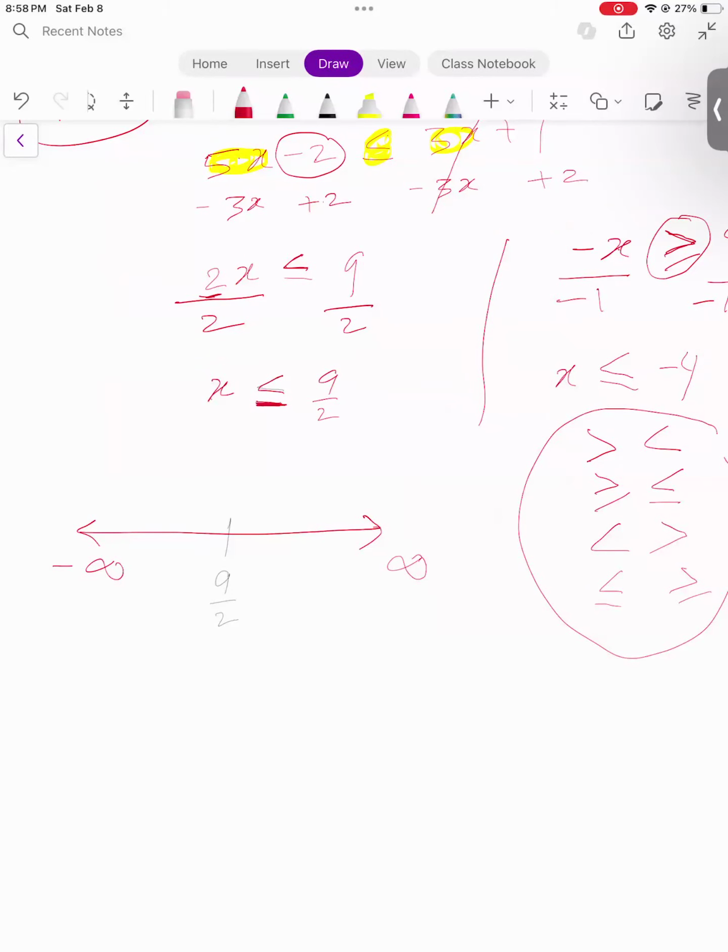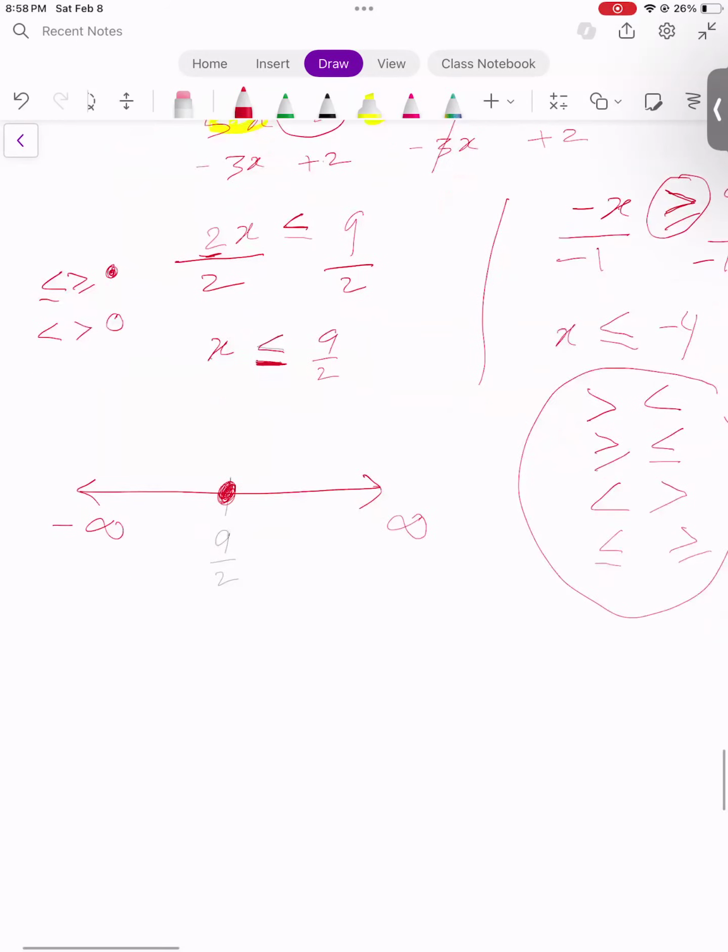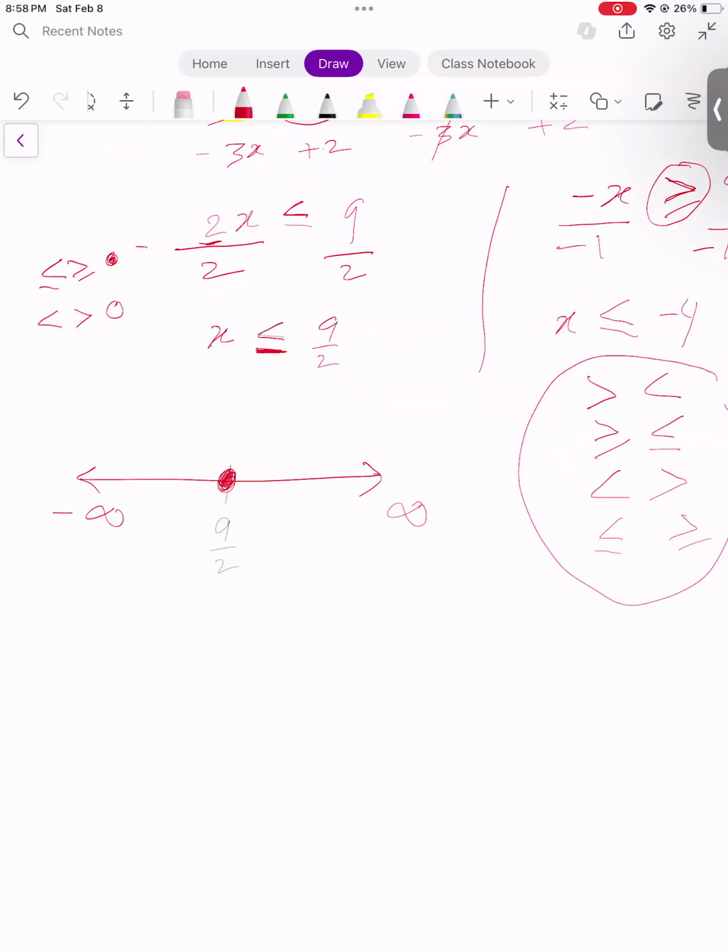Okay, and if you have an equal to sign, you're going to use a closed circle. If you don't have an equal to sign, strictly less than or greater than, you're going to use an open circle. Okay, and a closed circle means you are using a bracket. An open circle means you are using a parenthesis. Okay, now where do we find a number x which is less than 9 over 2? Is it on the left of 9 over 2 or the right of 9 over 2?